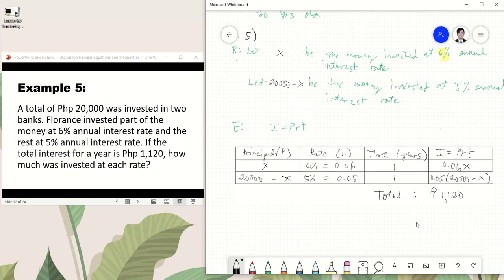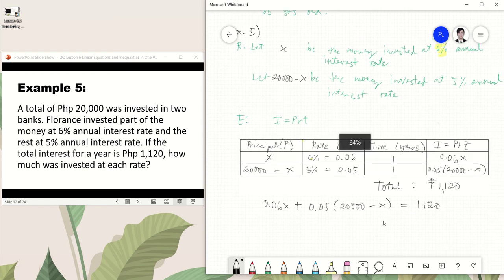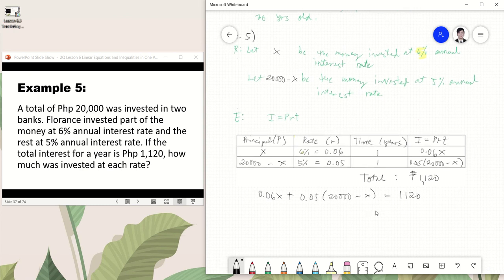So there you go. That's the equation. You just have to write them down that the sum must be 1,120. So 0.06x plus 0.05 times the quantity of 20,000 minus x is equal to 1,120. Okay. So now, we already have our equation. We're now ready to solve.